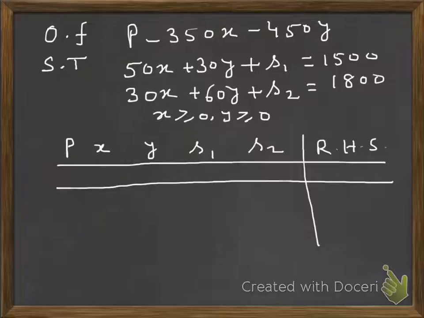And we will have rows in this table. The first row will be for the objective function, so we have P row, and then we have rows for the basic variables. We have two technical constraints, so two basic variables, and we have already identified that S1 and S2 are basic variables. So we write here S1 and S2.